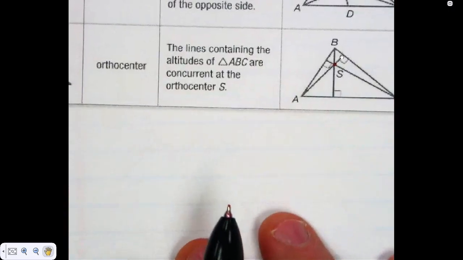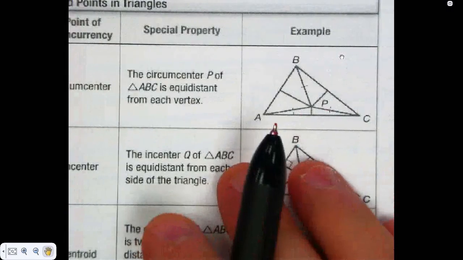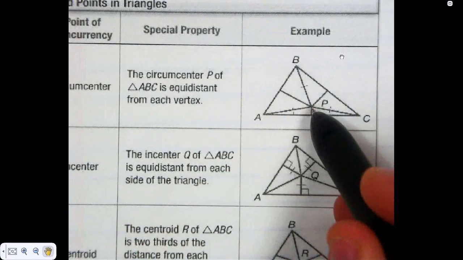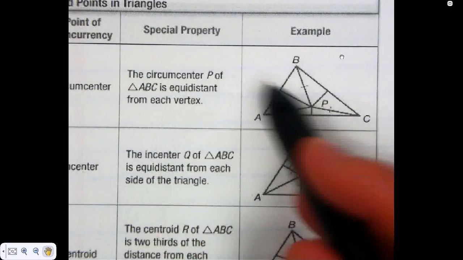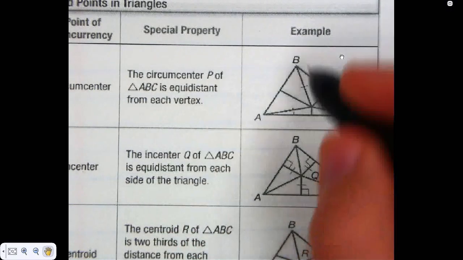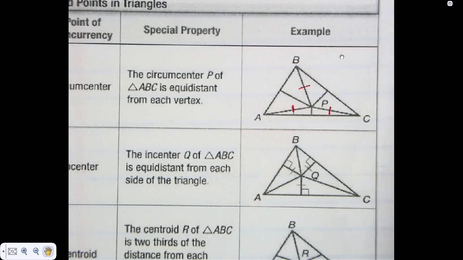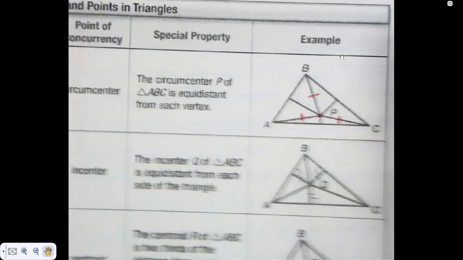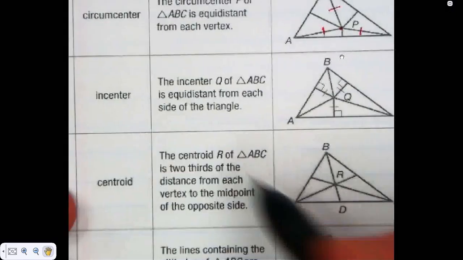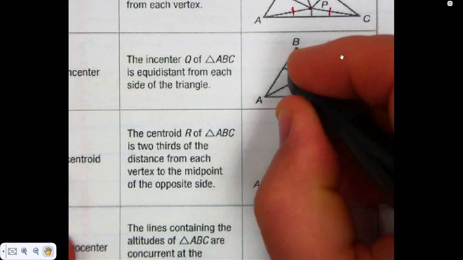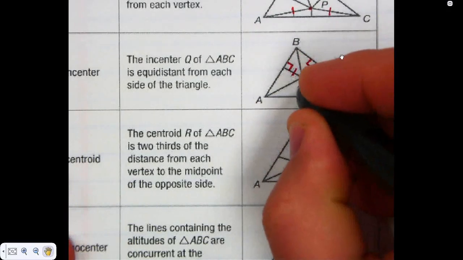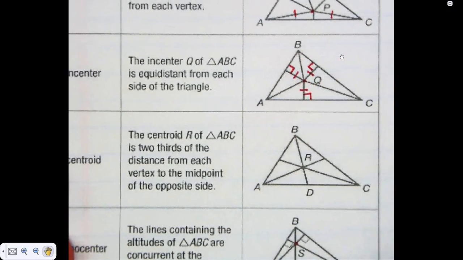If you'll remember, the circumcenter P is equidistant from each vertex. So this distance is the same as that distance, is the same as that distance. That's what's special that happens there, and that's where the perpendicular bisectors meet. The angle bisectors meet at what is called the incenter. What happens special with the incenter? It's the exact same distance from every side. That's what happens special there.